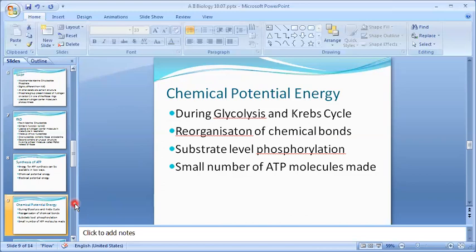So we can see a small number of ATP molecules are made. If you remember the process of glycolysis, 4 ATP molecules are made there, but as 2 are utilized, we say the net gain is 2 ATP molecules. So we consider it in terms of 2 ATP molecules in glycolysis and 2 ATP molecules in Krebs cycle. We can see that a small number of ATP molecules are made using this chemical potential energy.